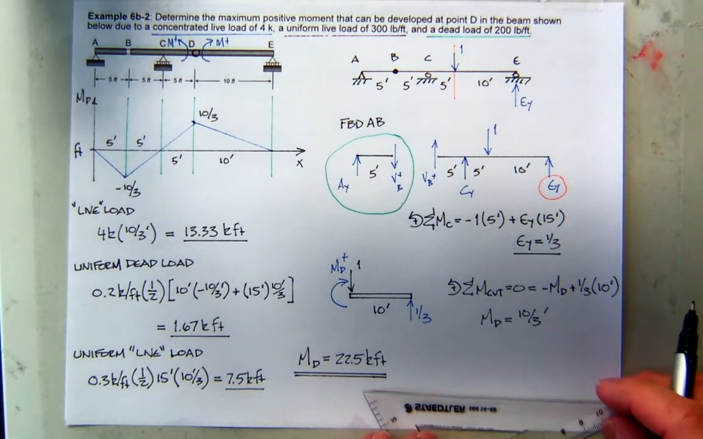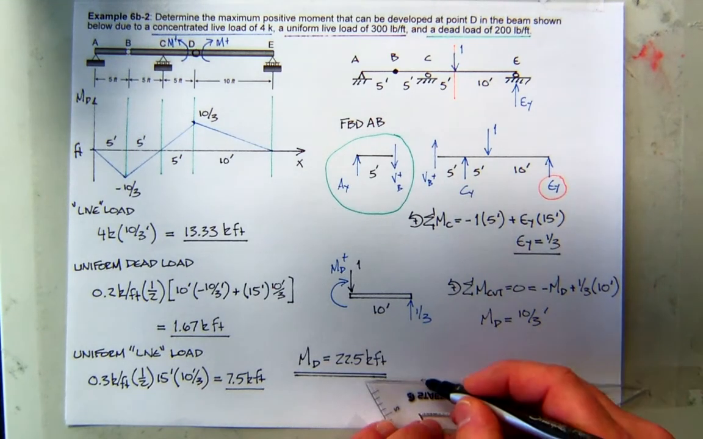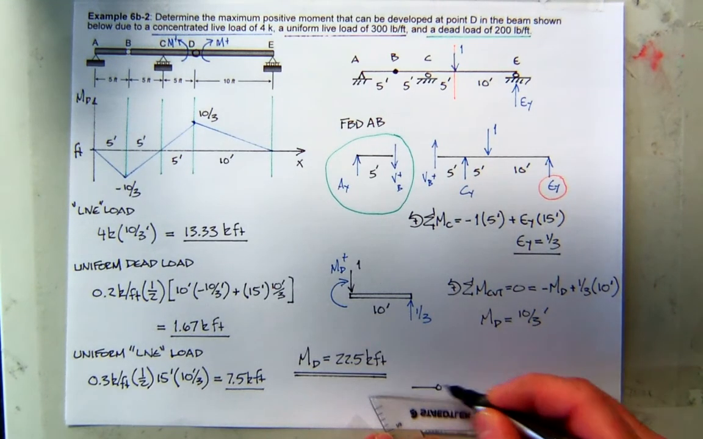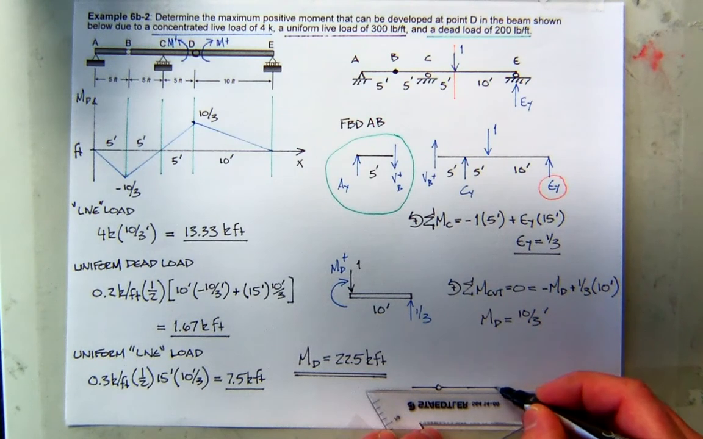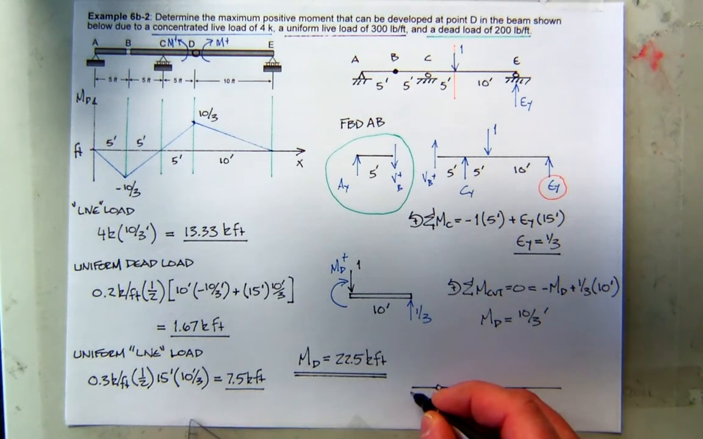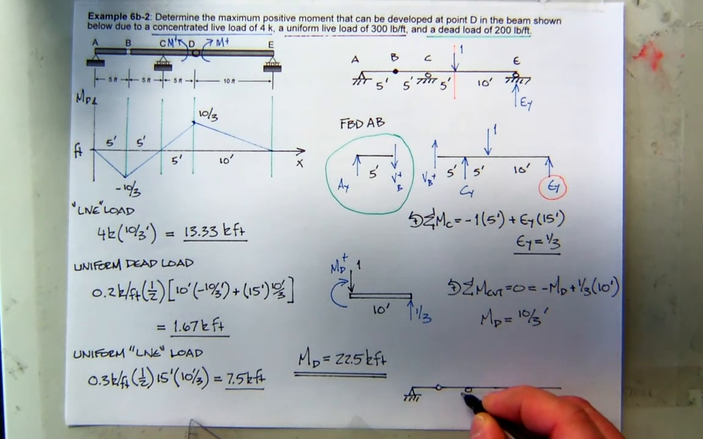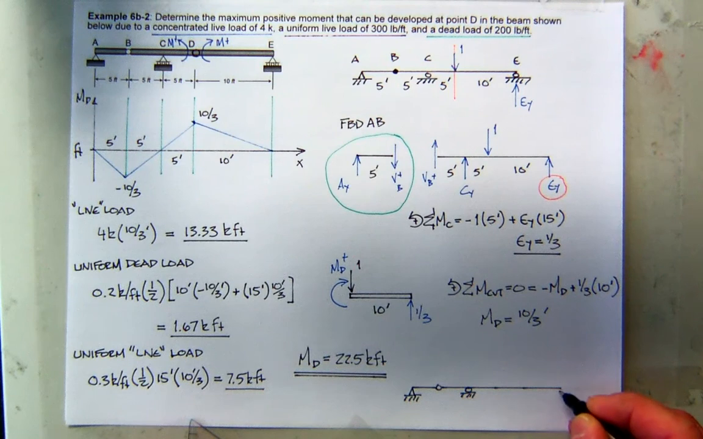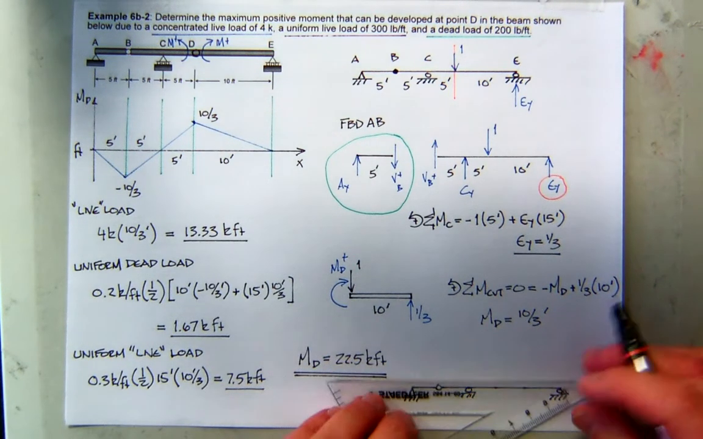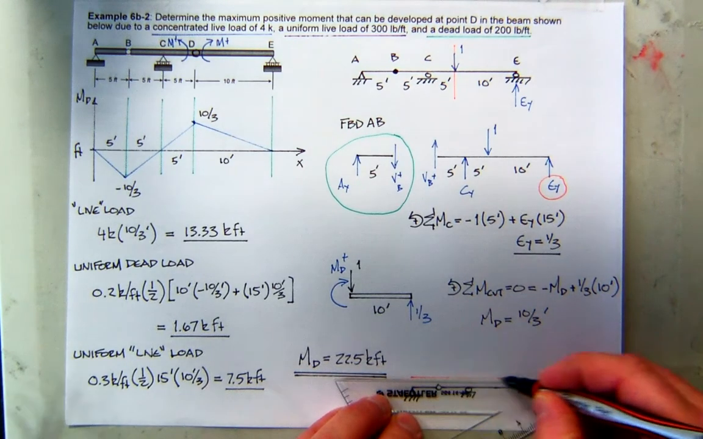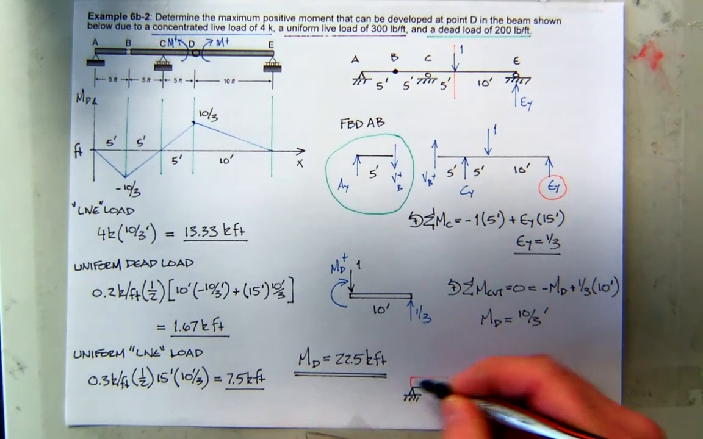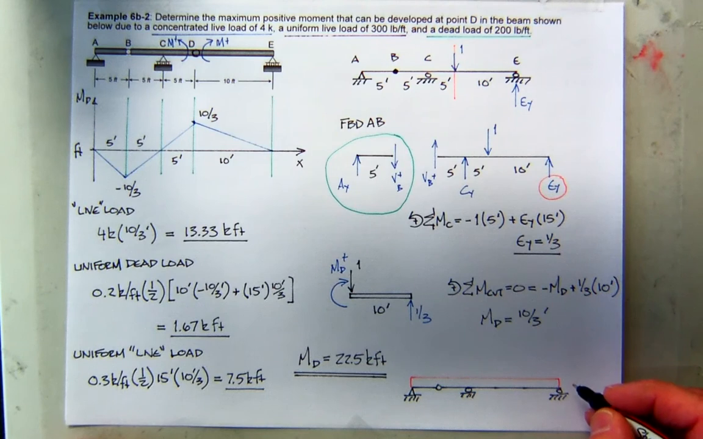So let me again redraw the beam. Here we have a pin, and we have a roller. We have a roller. So remember, the dead load goes across the whole structure. Can't do anything about that. So there's the dead load. The dead load in this case was 0.2 kips per foot.